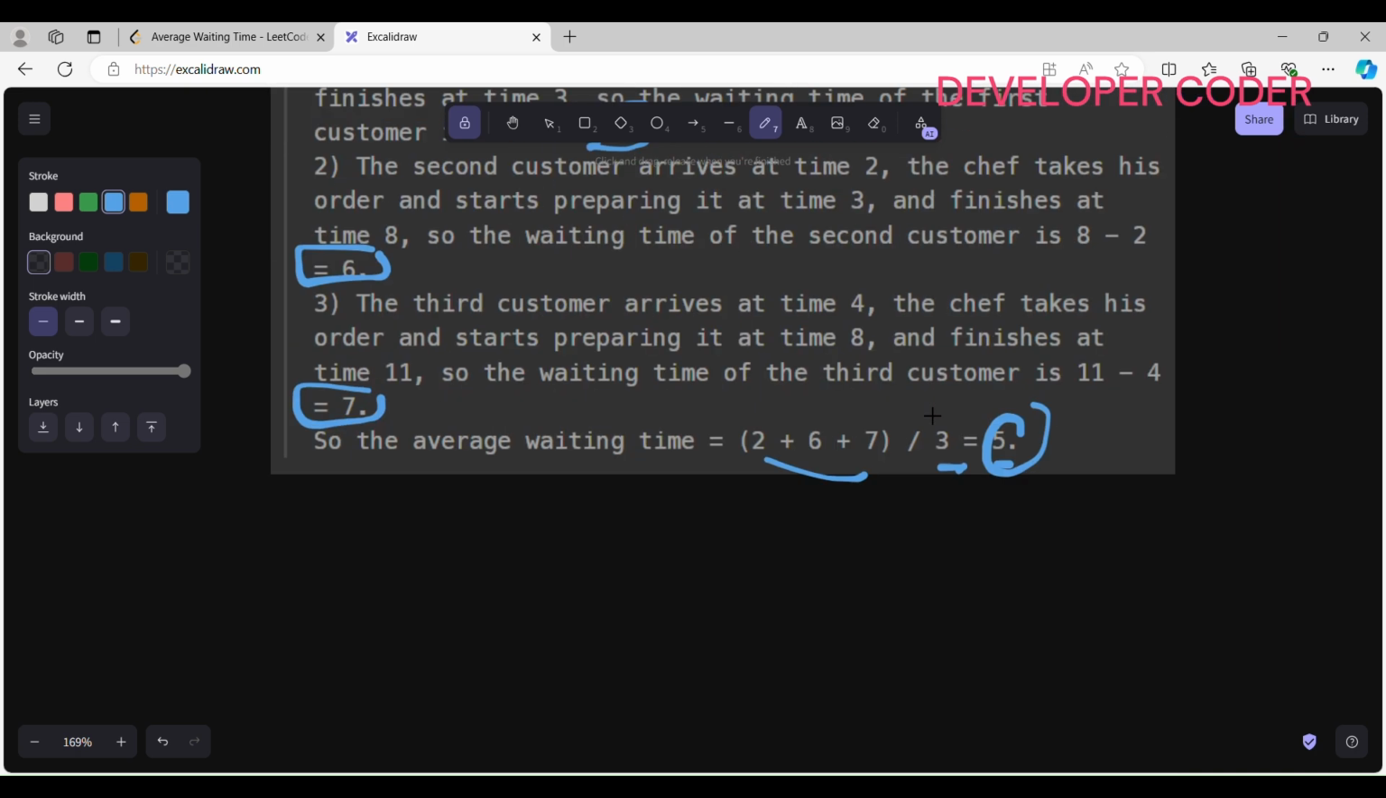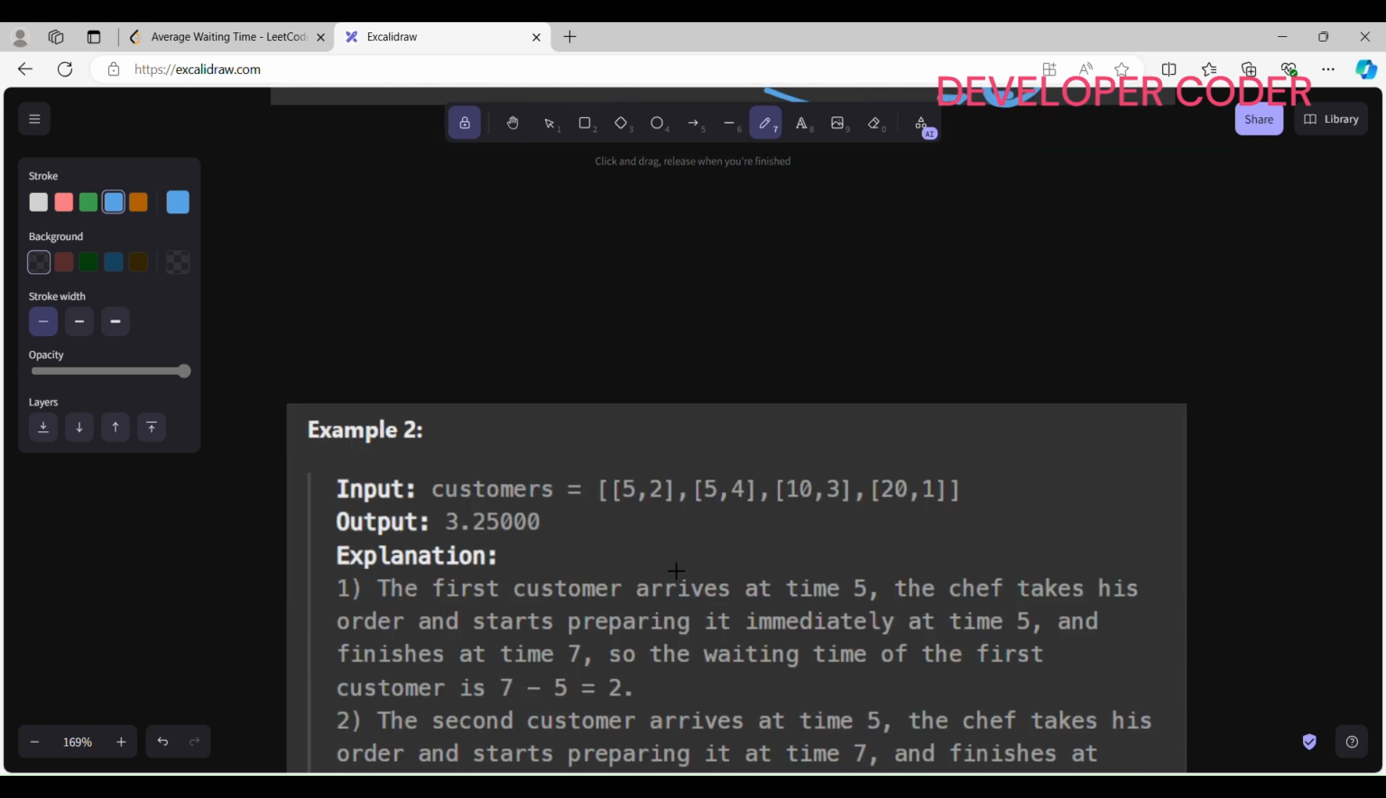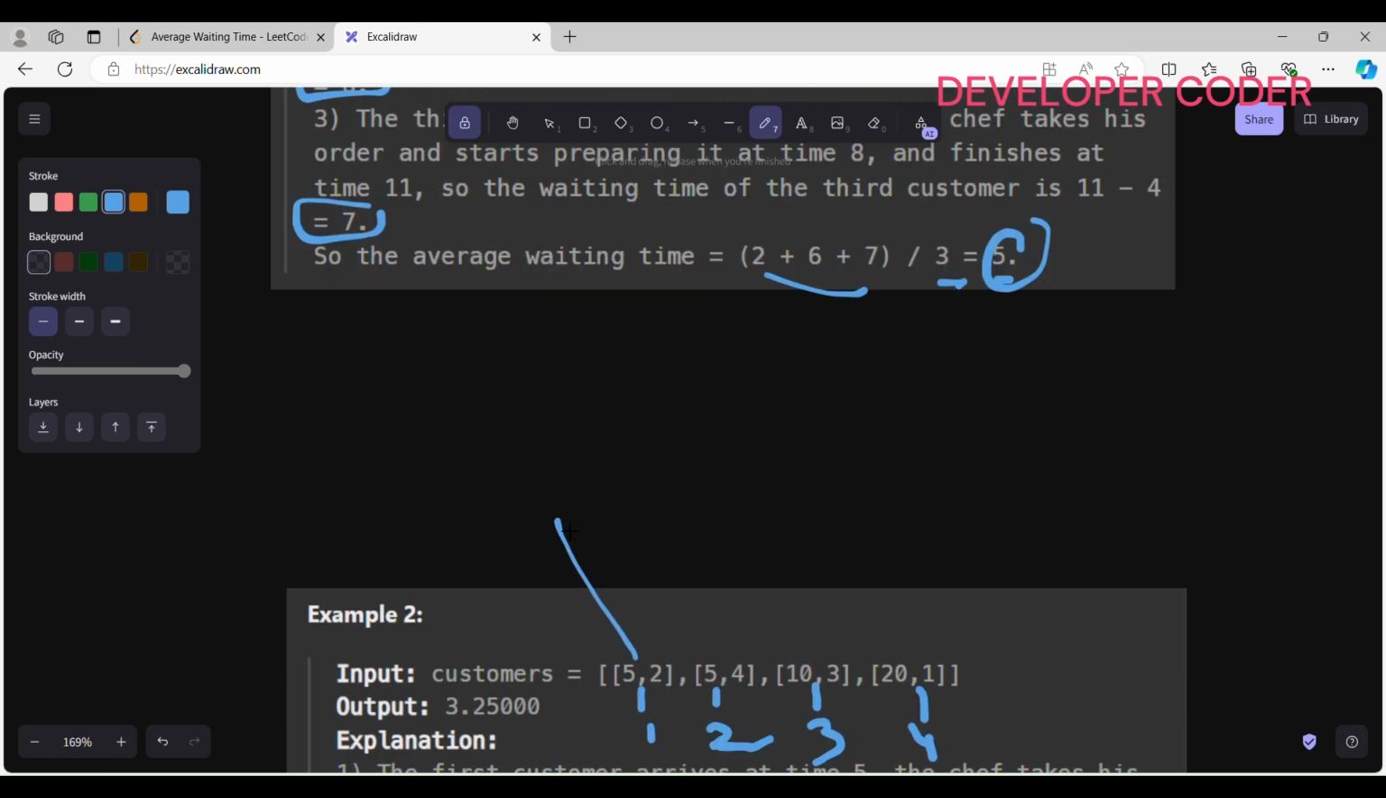Same way for example 2 here. One more thing that I want to explain here. This is my customer 1, this is my customer 2, this is my customer 3, this is my customer 4. First this customer will come at time 5. Then the chef is going to take 2 minutes to prepare the food. So 5 plus 2 is 7, and 7 minus 5 is equal to 2. So 2 is the waiting period for this one, and 7 is my finish time.